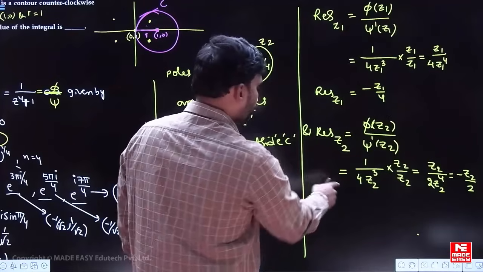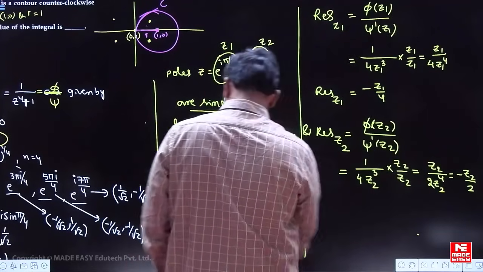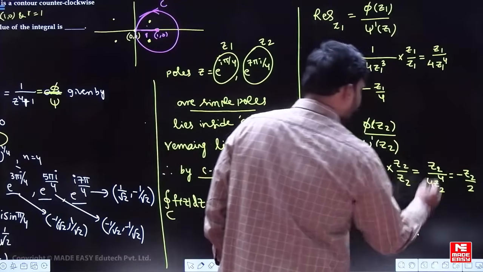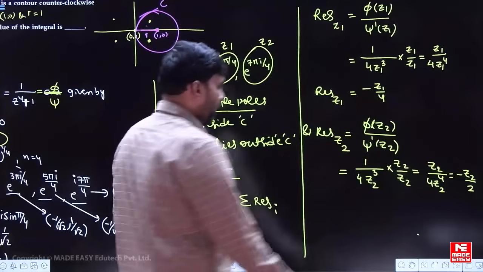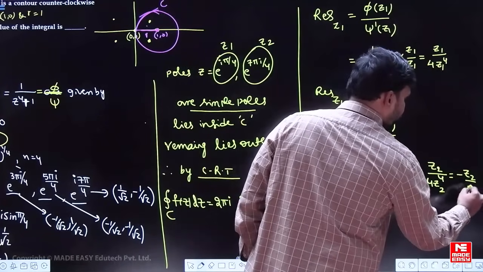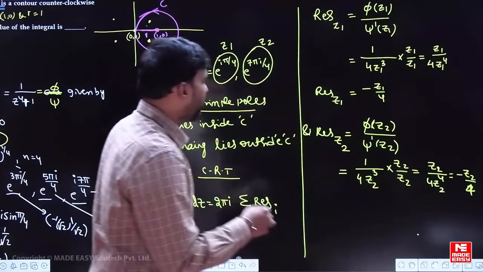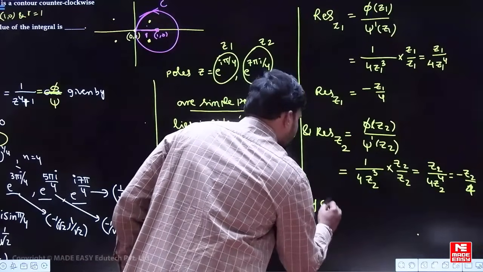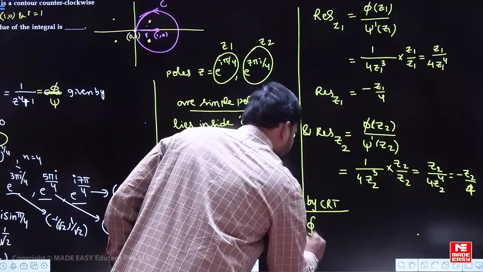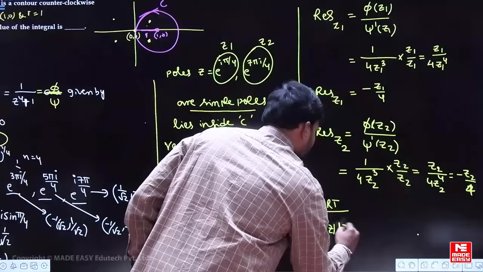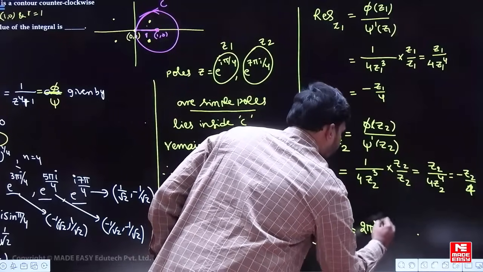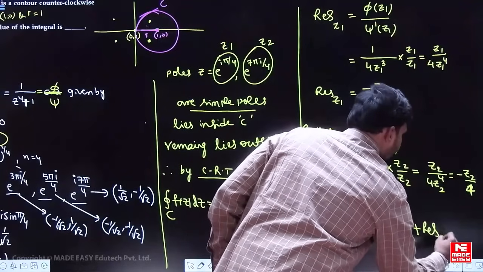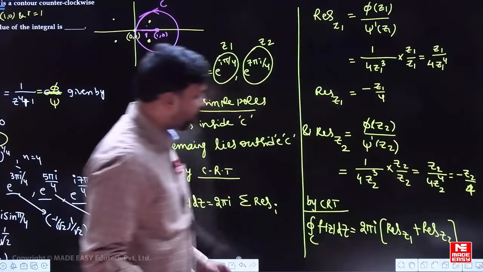Yes, this is going to be 4, and this is also 4, right? So minus z2 by 4. Now I have both the residues, so let me use the CRT. By CRT, the integral over C of f(z) dz will give you 2πi into the residue at z1 plus the residue at z2.